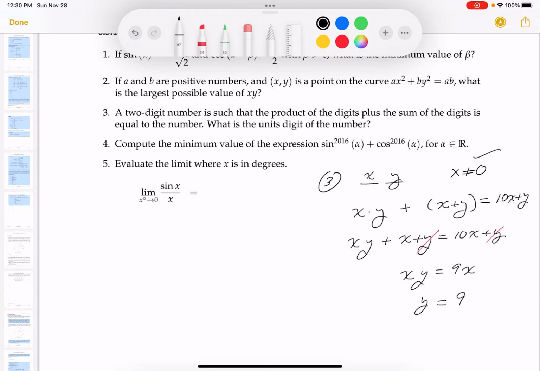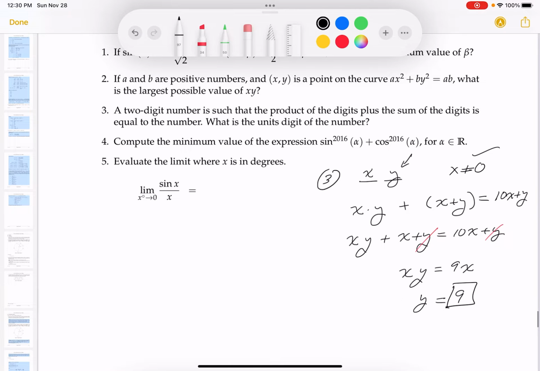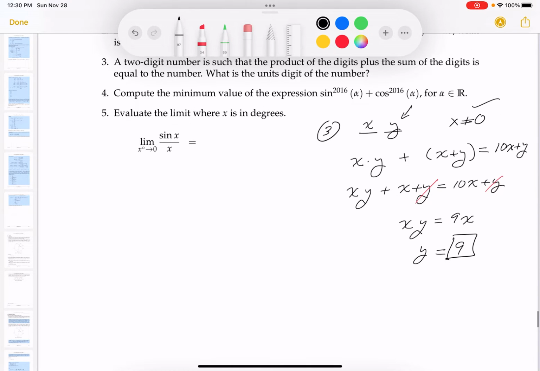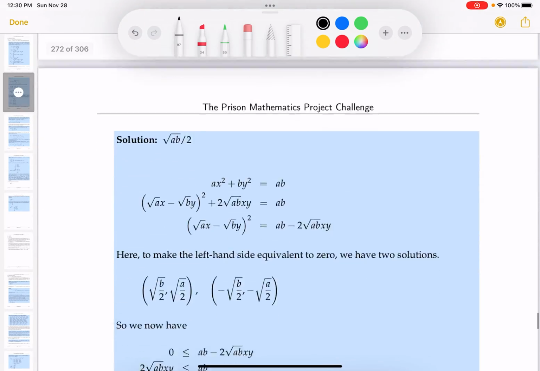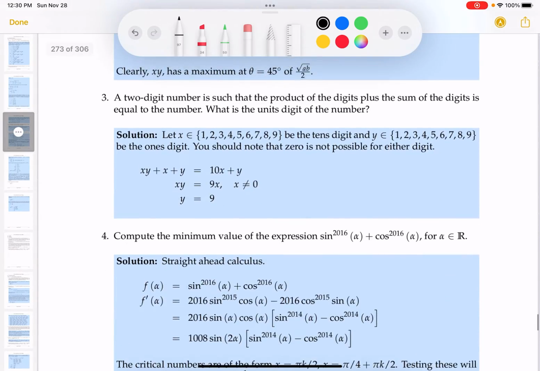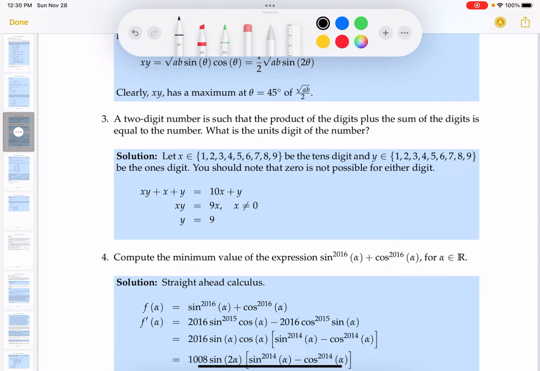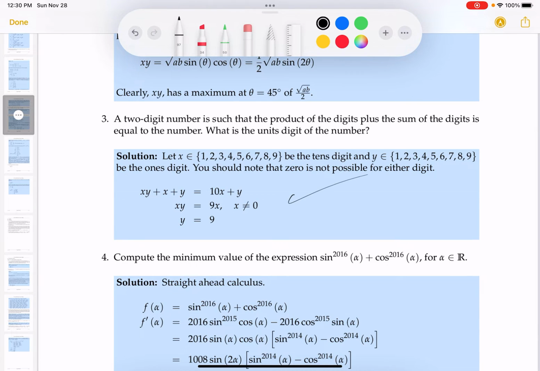And what do you get? y is 9. All right, now, what is their question? It says a 2-digit number is such that the product of the digits plus the sum of the digits is equal to the number. What is the units digit? I just found it. It's 9. All right, this is the units digit, y. It was a pretty easy question to do. Let's just see if I misunderstood the question. It happens sometimes. Yeah, y is 9.